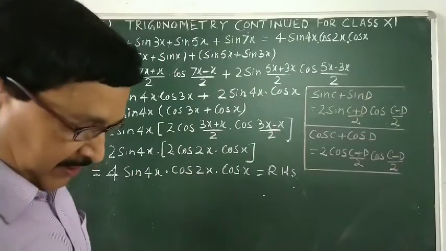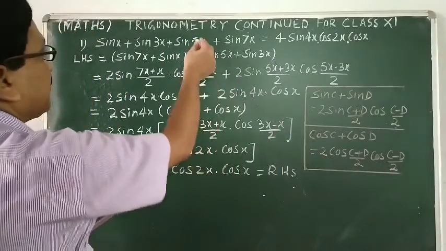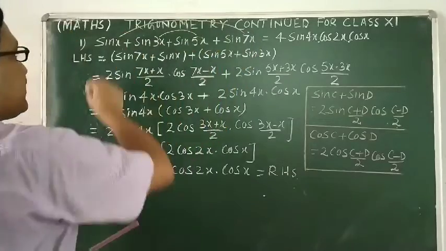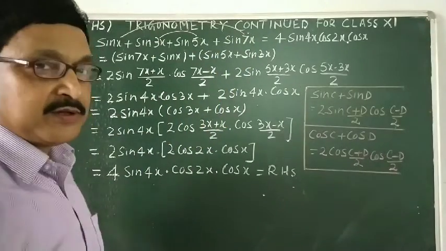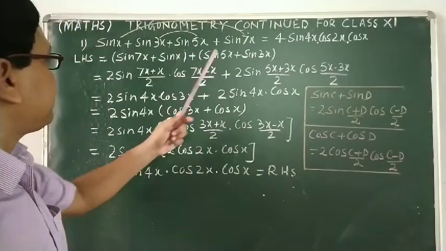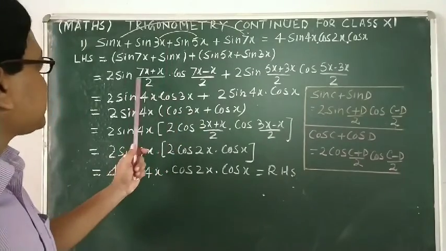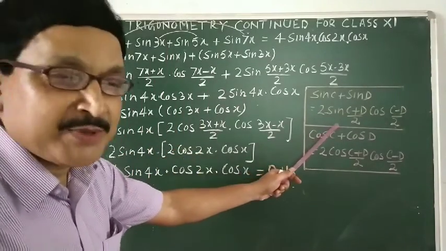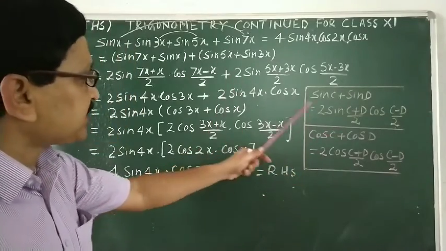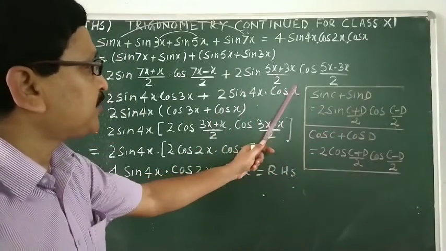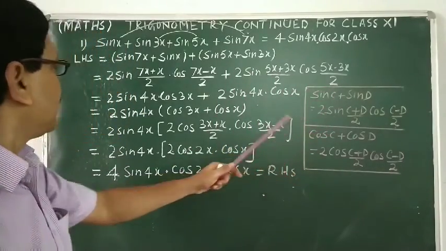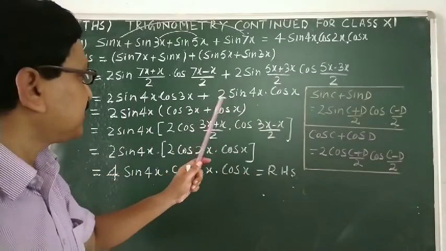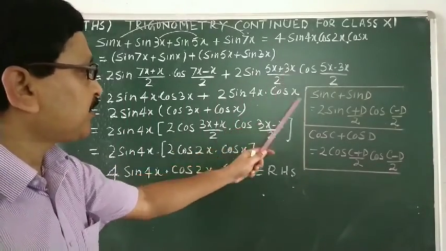How do we select the pair? Just see, students. 5 and 3 makes 8x, and 7x and x makes 8x. So this is the selection. Write big first. After that, 2 sin (C plus D) by 2 into cos (C minus D) by 2. This formula has been used. And plus again the same formula, 2 sin (C plus D) by 2 into cos (C minus D) by 2. Now simplify to get 2 sin 4x cos 3x plus 2 sin 4x cos x.